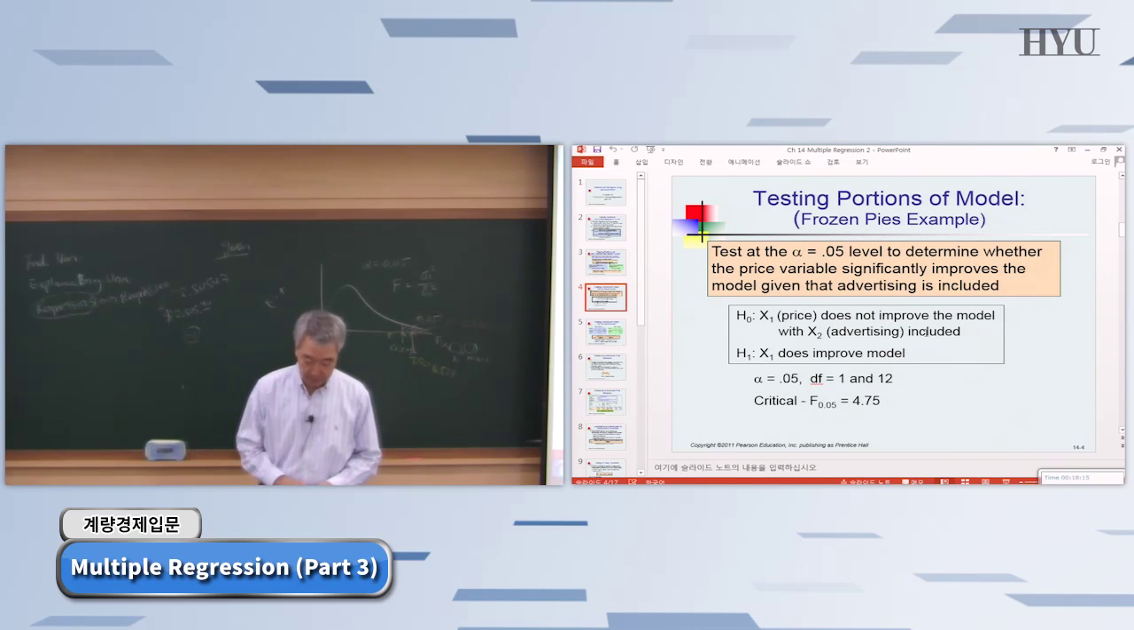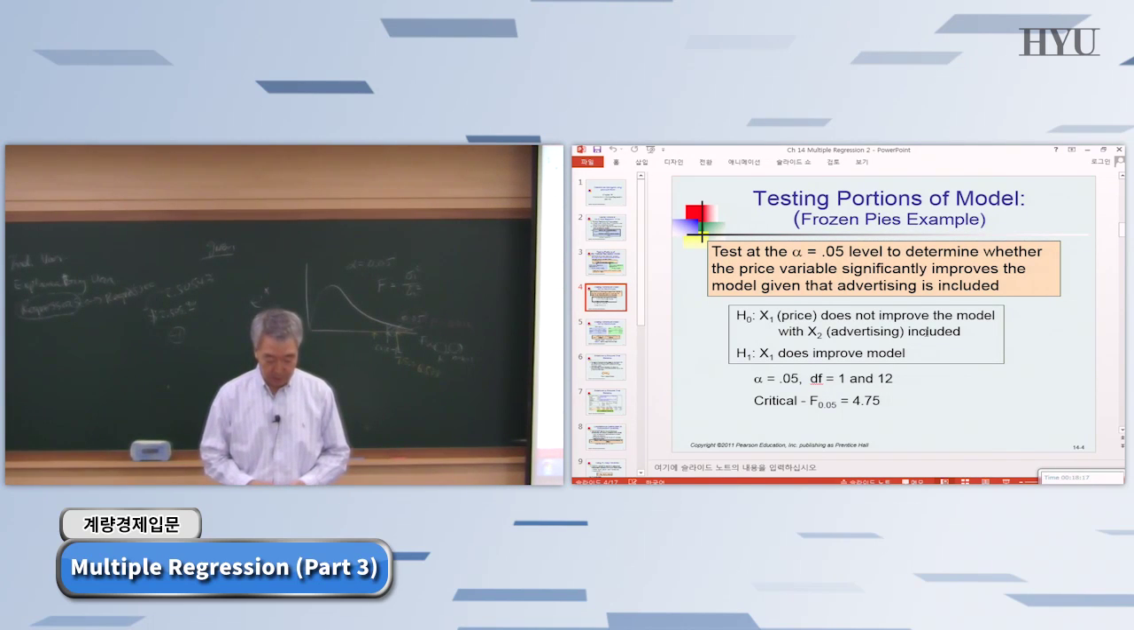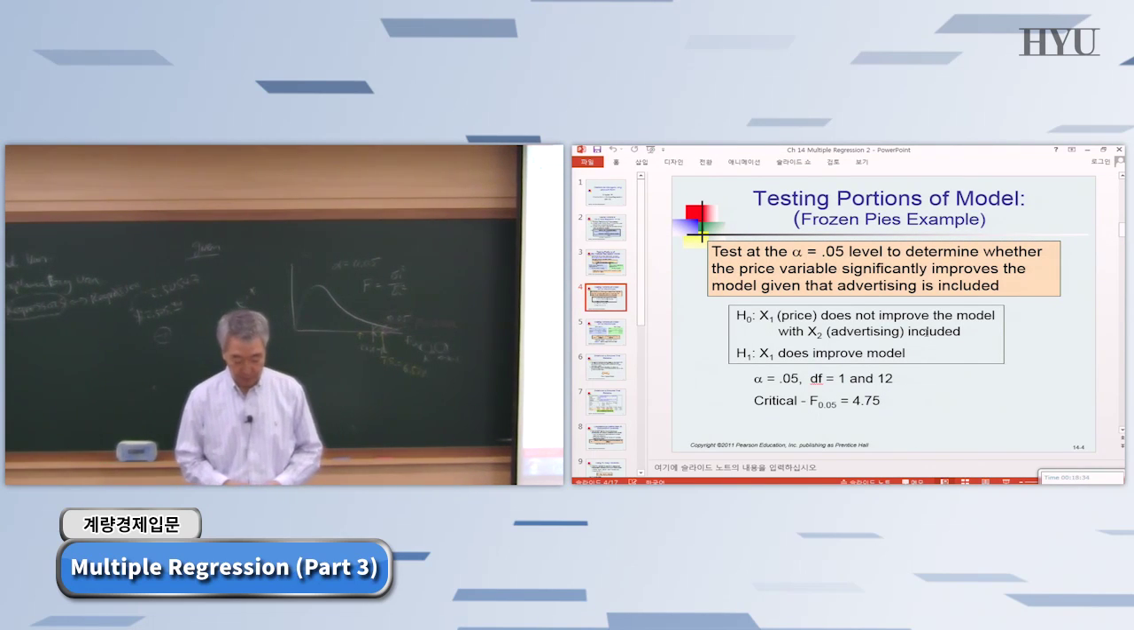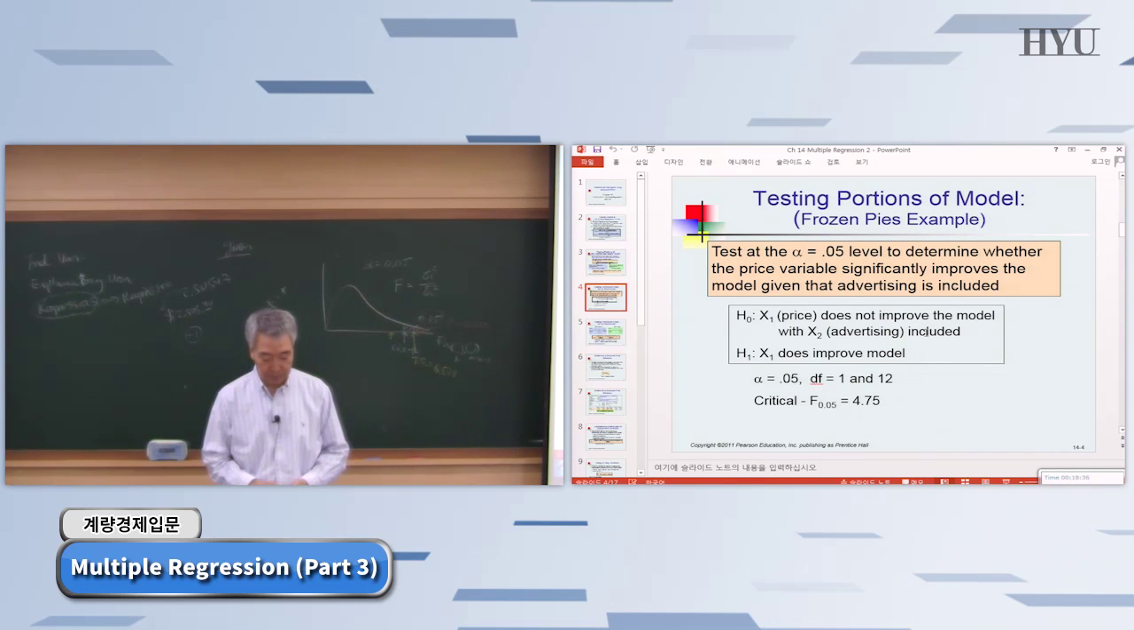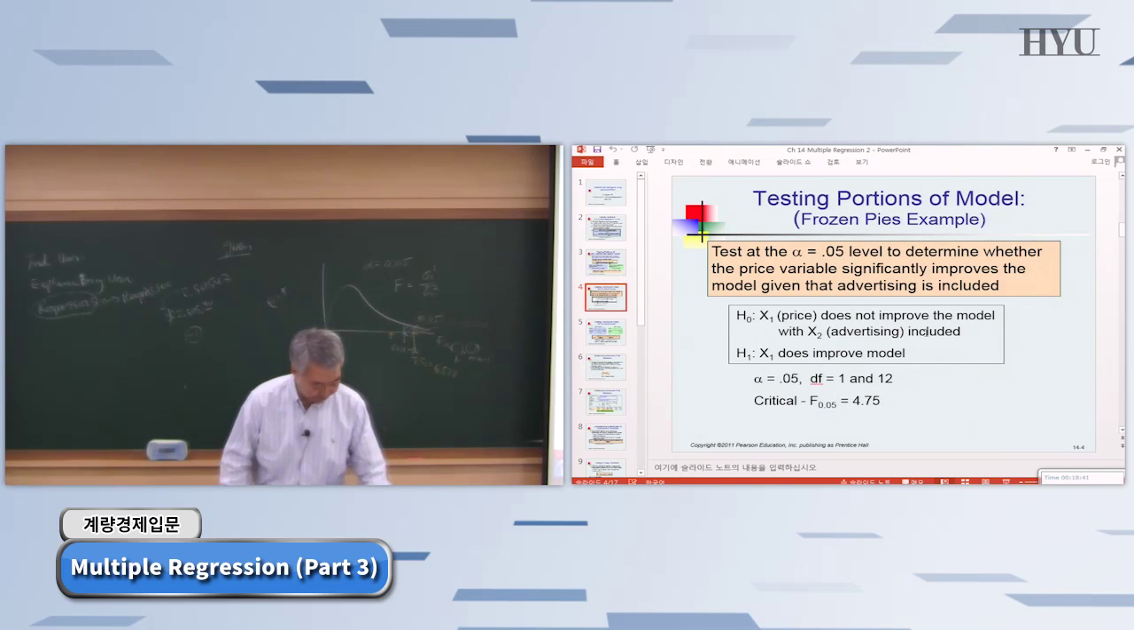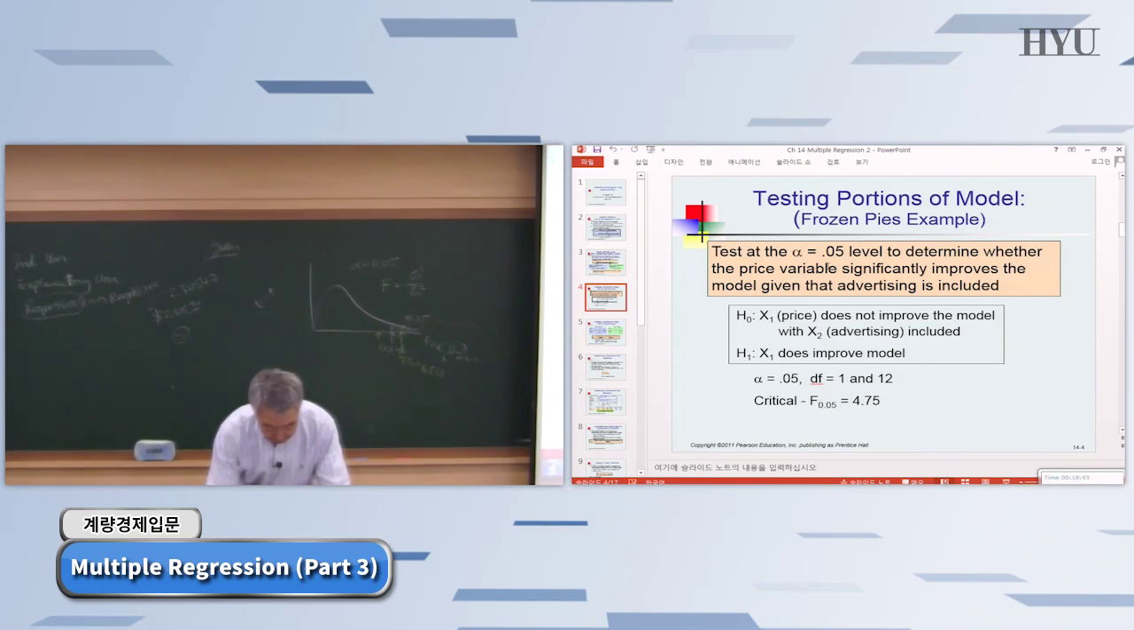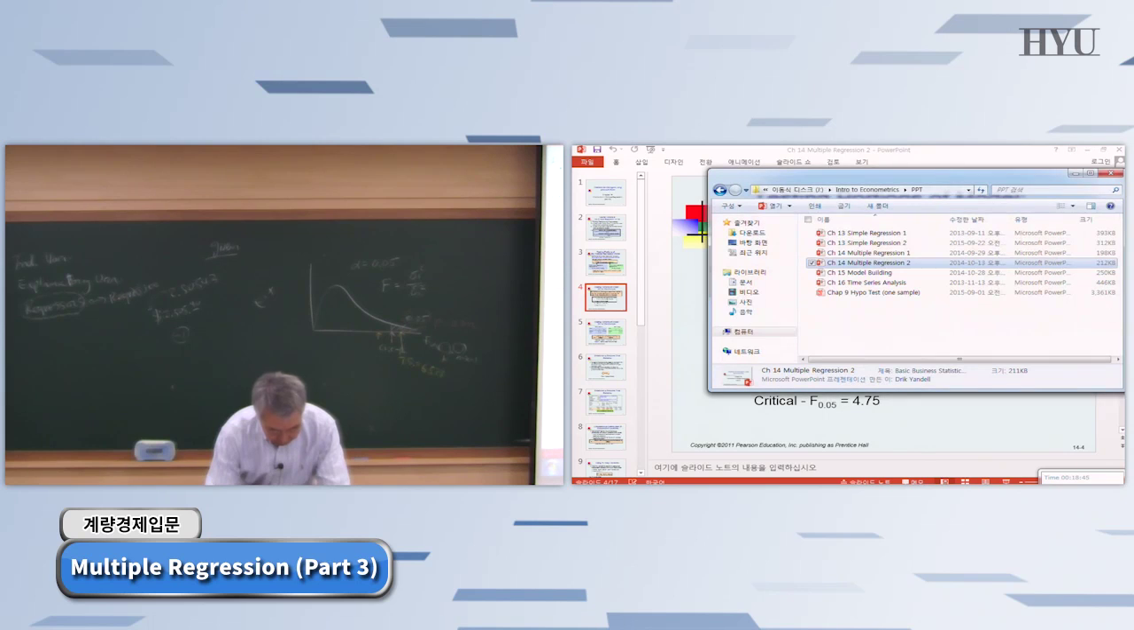Well, for that, let's say alpha level of 0.05, degrees of freedom will be 1 and 12, because for the numerator degrees of freedom we're talking about just one particular variable, price. So that's 1 and 12. If you go to the F table and look for the critical value, you're going to have 4.75. Just in case, let me show you how to use the F table once again.